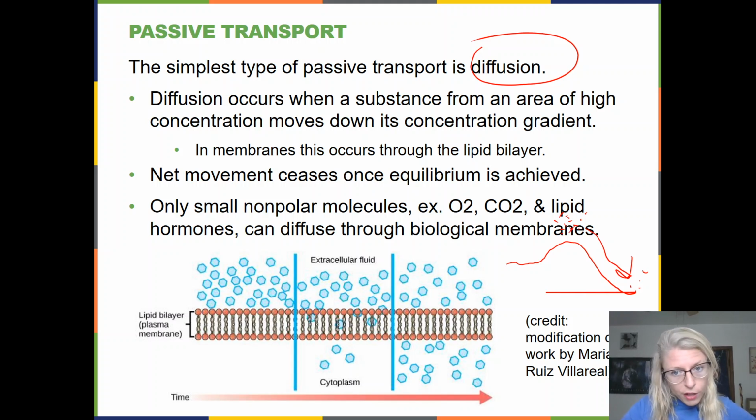The movement of these molecules will actually decrease or stop once the molecule has spread out into space and is evenly spaced out. We call this equilibrium. Okay? So we're always trying to achieve equilibrium. Now, only certain molecules can diffuse. Things like oxygen, CO2, steroid hormones, those can diffuse right through the lipid bilayer in and out of the cell without energy.